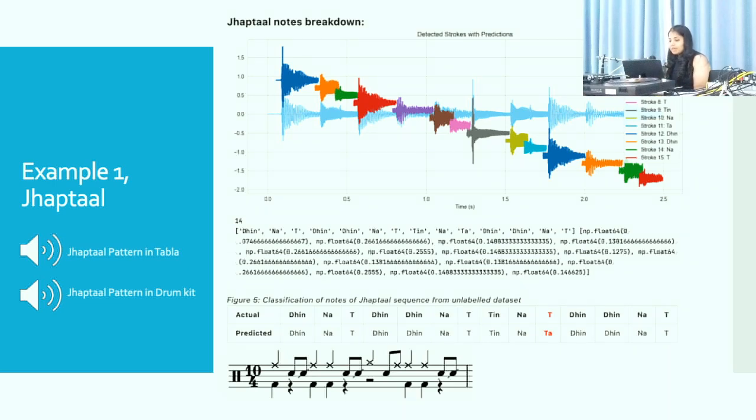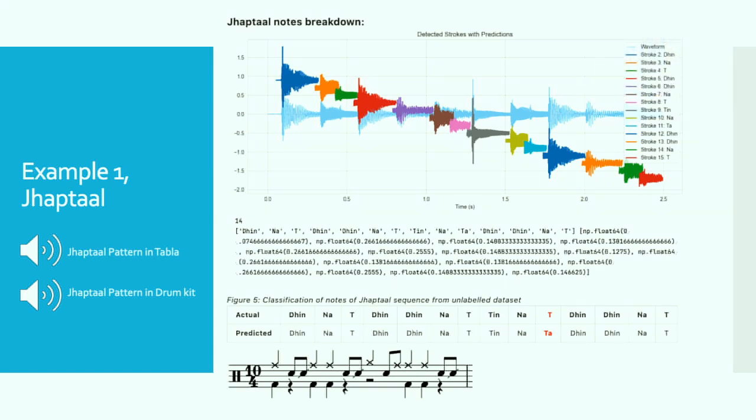So just to give an example of the classification, this is one of the patterns, a 10-beat pattern. As you can see, there is one error here. There are the actual notes, the predicted notes, and the mistake. And then the drum mapping as per Paul Westfall's way of playing it. So it allows a drum player to understand exactly, okay, this is what the pattern was.